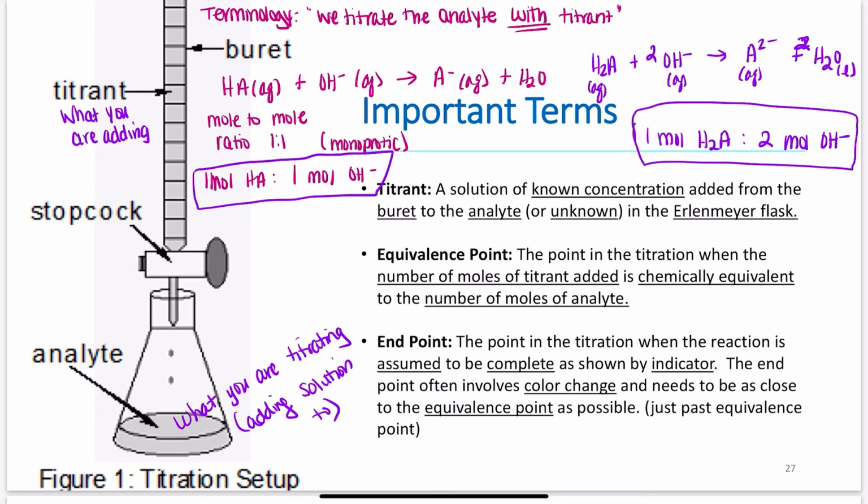The way indicators work is they react with the titrant and turn color, but they react at a slower rate than the analyte we're looking at. So at the end point, all of our analyte is gone, all of the analyte is reacted. Now I add just a little bit more base and it reacts with the indicator. When it reacts with the indicator, it turns the solution color. I now know the titration is complete. I am just past the equivalence point.